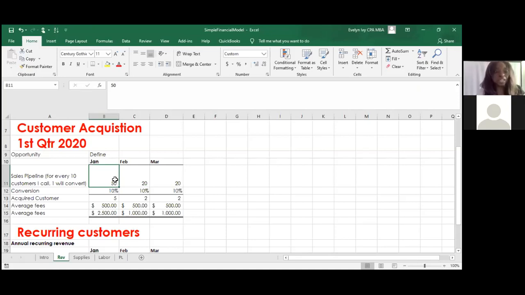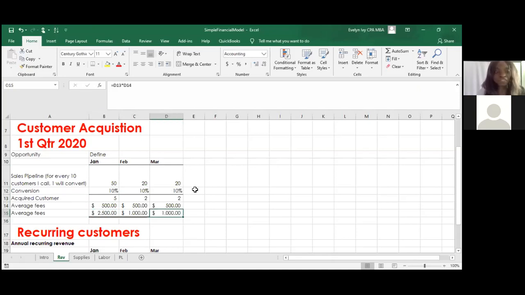Once you know what your pipeline and conversion are, then you can figure out your acquisition rate. If you're acquiring 5 customers a month and your average fee is $500, then you know your new income for that month is going to be $2,500. And in February we can see it's 1,000, in March it's 1,000, because I just kind of made it simple.